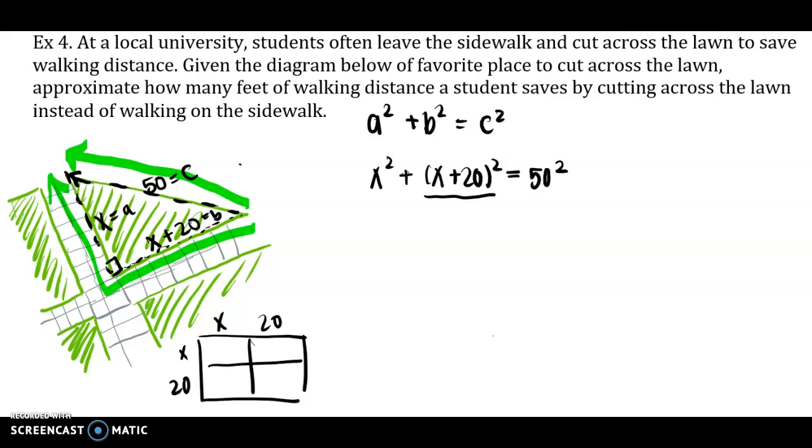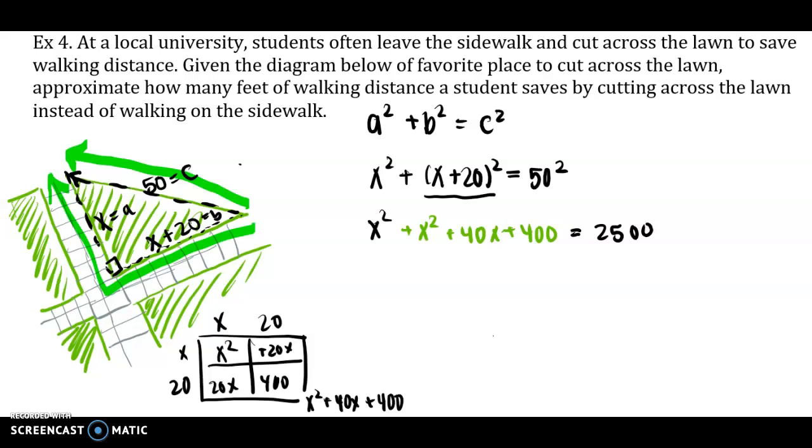I'm going to do that down here on this side. So you're going to multiply across. x squared plus 20x, 20x, 400. So this gives you x squared plus 40x plus 400. We're going to substitute that in, and that's equal to 2,500.